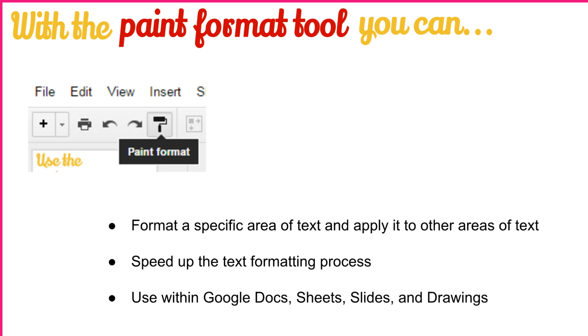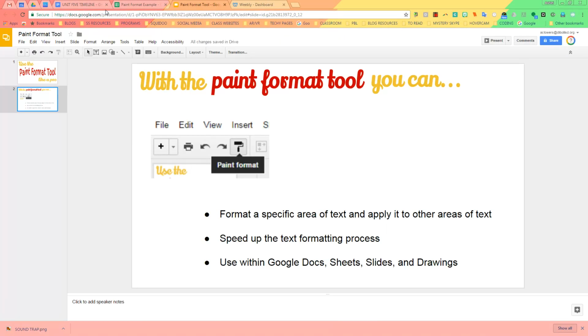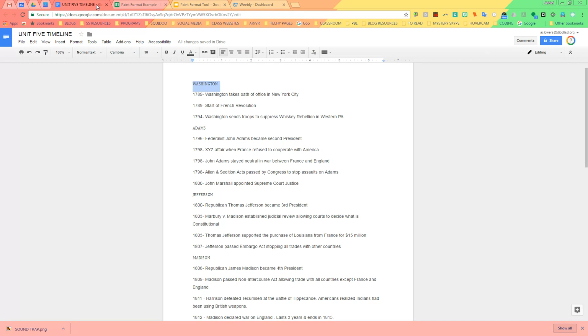You can complete a document and make it look the way you would like it to look in a lot less time. You can use this tool within Docs, Sheets, Slides, and Drawings. So I'm going to open up a document here, and I have presidential names here that I would like all of them to look the same, but I don't want to have to go through and format each one individually.